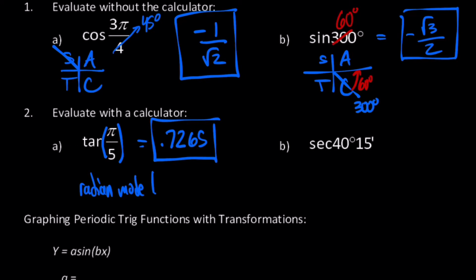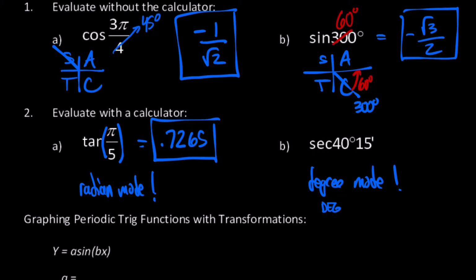And secant 40 degrees, 15 minutes. Obviously, we need to be in degree mode. And there is a way to put in a degree symbol and a minute symbol. Remind me, I'll have to show you in class. I can't bring my calculator up here on this screen, unfortunately. But there's a button for degree, and you go to that and you can enter the degree symbol. You can also enter the minute symbol.